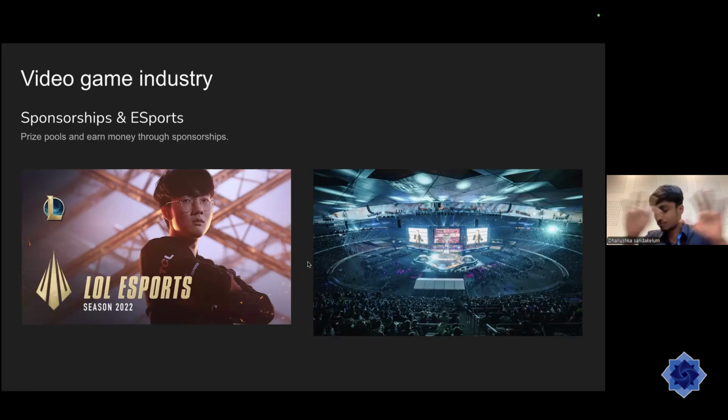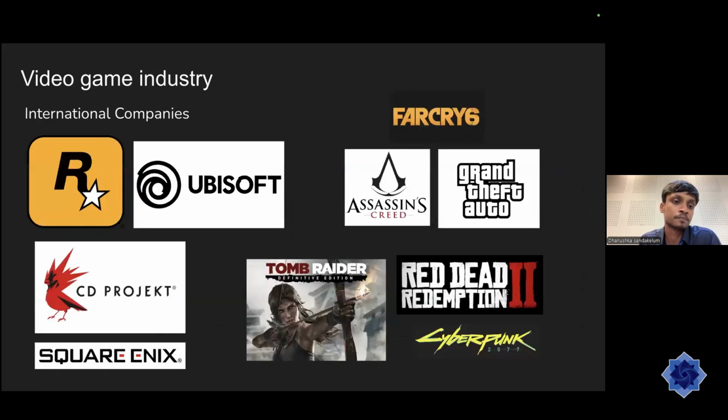Right. So altogether, those are some of the main income streams of computer games, the ways they are generating money. Right. Now we are coming to the fun part.